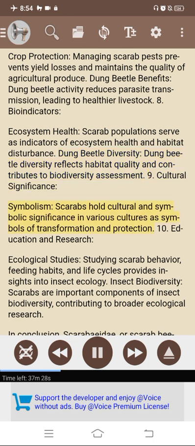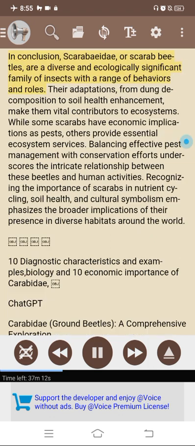9. Cultural significance. Symbolism. Scarabs hold cultural and symbolic significance in various cultures as symbols of transformation and protection. 10. Education and research. Ecological studies. Studying scarab behavior, feeding habits, and life cycles provides insights into insect ecology. Insect biodiversity. Scarabs are important components of insect biodiversity, contributing to broader ecological research.